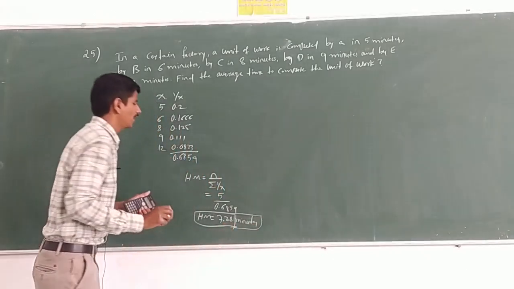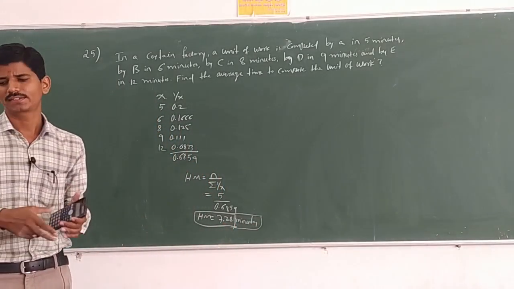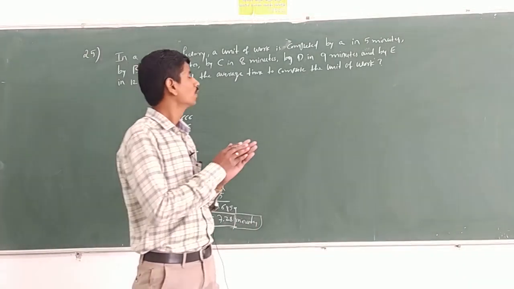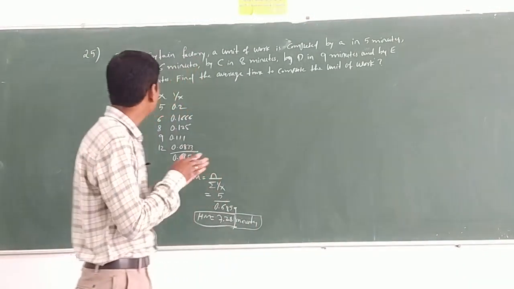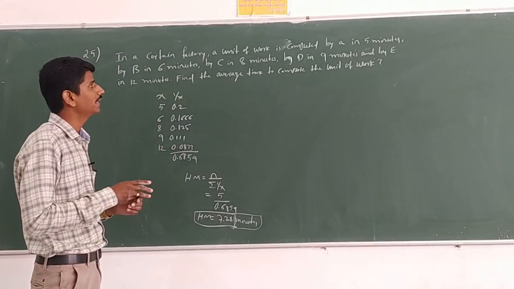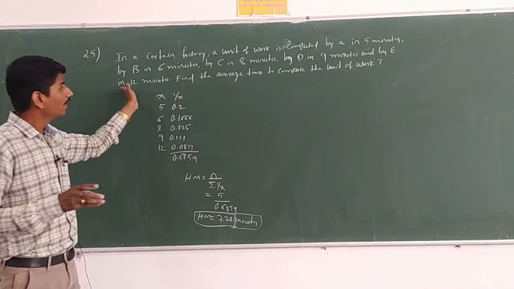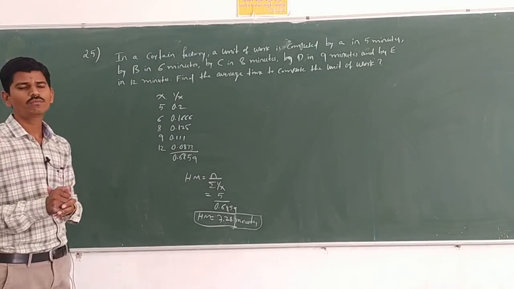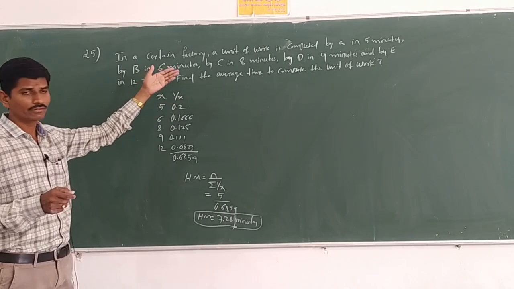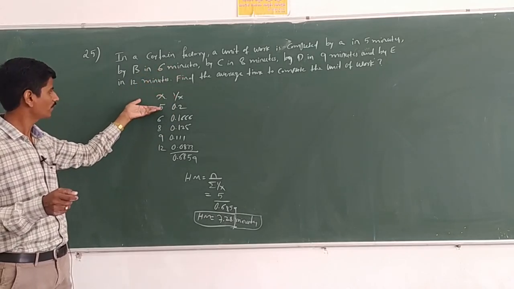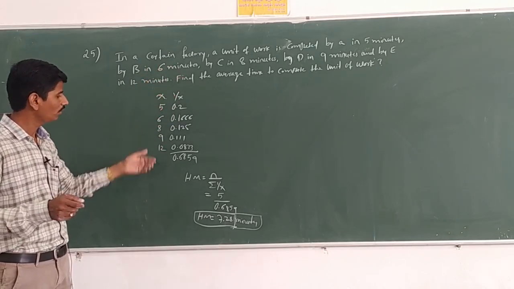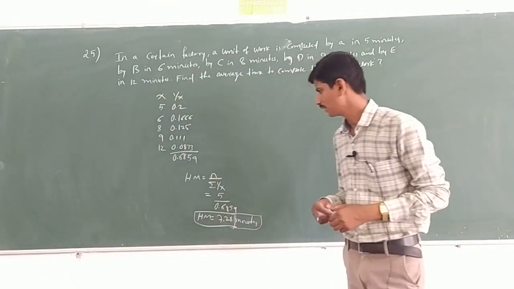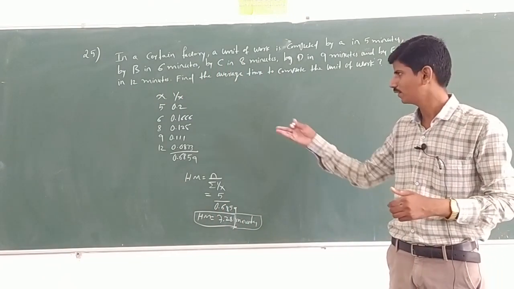It takes 7.28 minutes. See here, they are given A value is 5, B is 6, C in 8 minutes, D in 9 minutes and E in 12 minutes. We have to find the average time to complete the unit of work. These are the given x values. You have to apply the harmonic mean formula, that is n by sum of 1 by x. Then substitute the values, and you will get the answer.